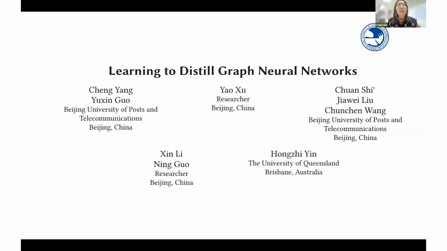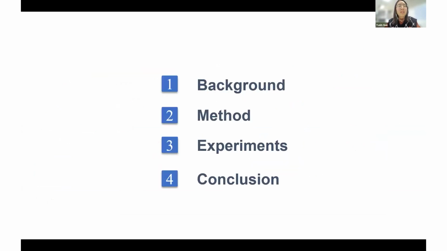Now, let me tell you about our paper, Learning to Distill Graph Neural Networks. This presentation is divided into the following four parts. First, I will briefly introduce the background of this paper, then introduce the methods of this paper in detail, and next, I will introduce the experiments we have conducted and the results of the experiments. Finally, I will give a conclusion of our work.